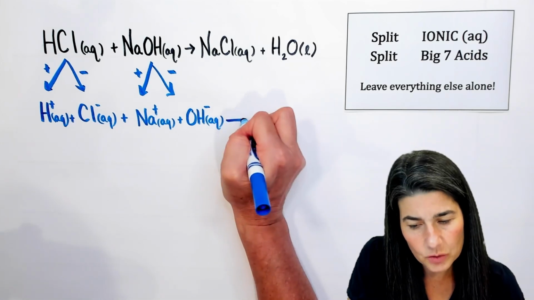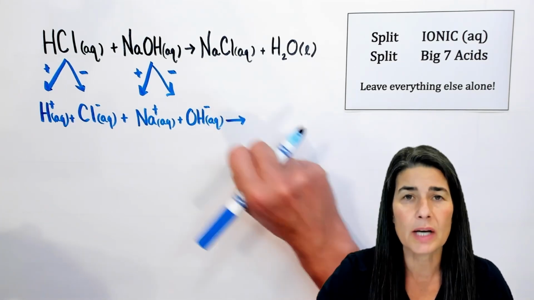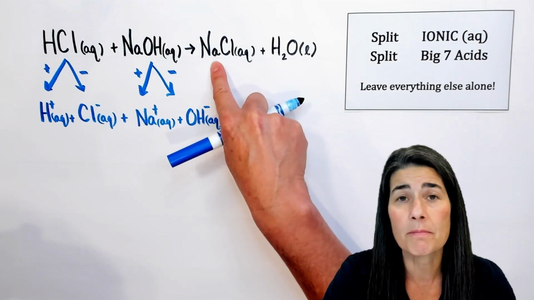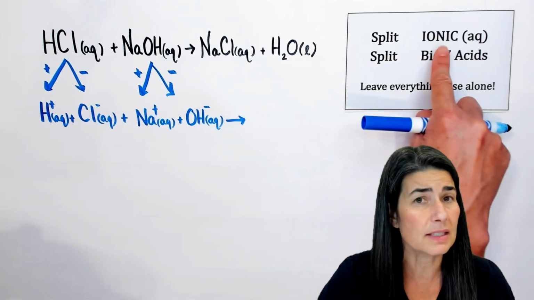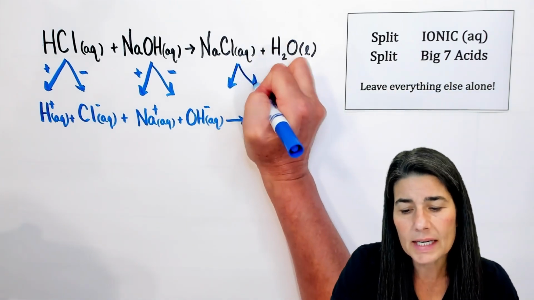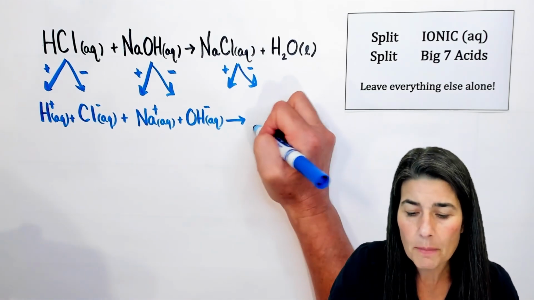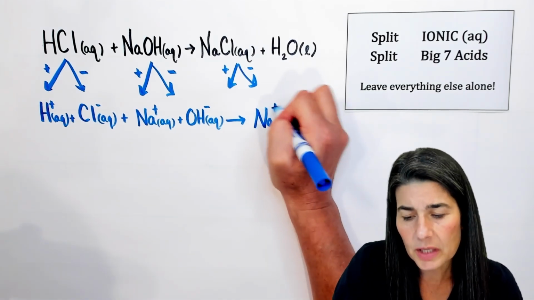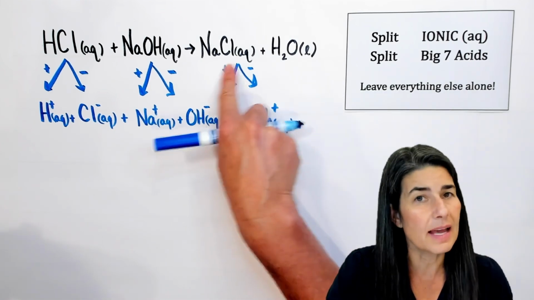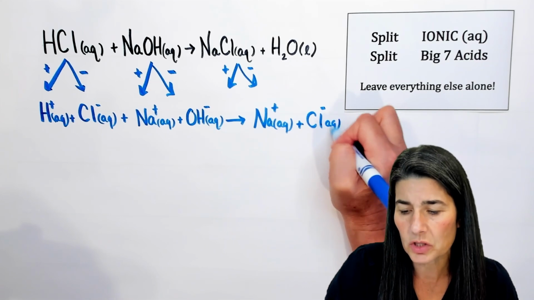Now we go ahead and draw our arrow, and we're going to go for the next piece, sodium chloride. Sodium chloride starts with the metal sodium. We have a metal and a nonmetal. It's ionic, and it says aqueous. So again, we need to split it into the positive piece and the negative piece. The positive ion is Na+ in solution, aqueous. And the negative ion is the Cl- ion in solution.